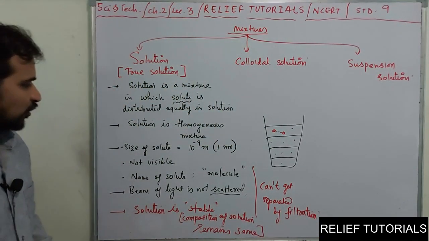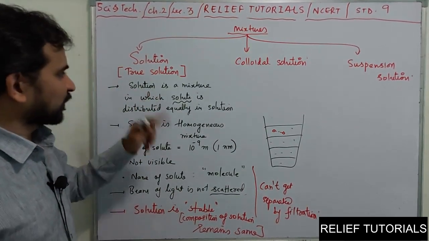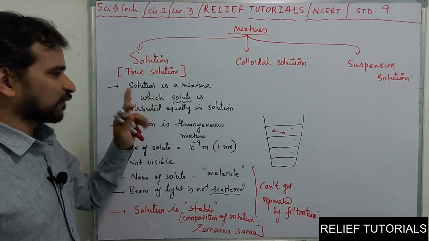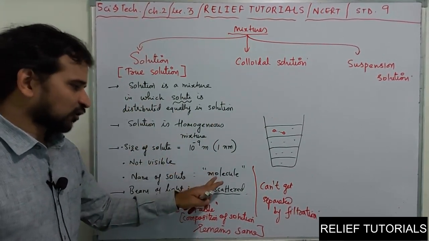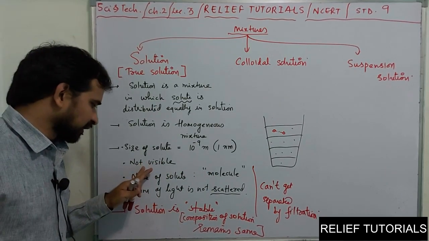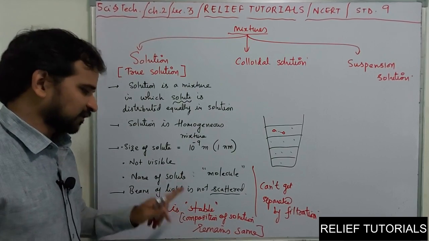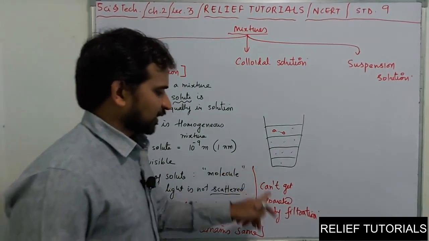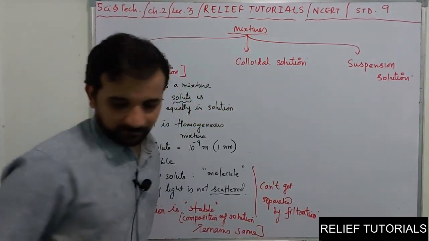So these are some important properties of a true solution, in which the solute particles are distributed equally in the solution. The particle size is 10 raised to minus 9 meter. They are called molecules. They are not visible with the naked eye. The beam of light is not going to be scattered. The solution is stable, meaning its composition remains constant, and these particles cannot get separated by the filtration process.